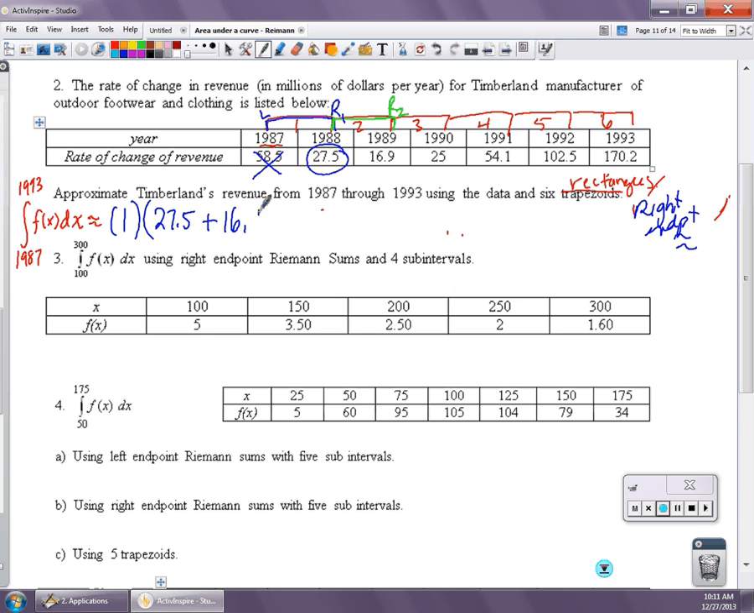which is 16.9. And then we get 25 for the height of the third, 54.1 for the height of the fourth, 102.5 for the height of the fifth, and then this time, 170.2 is the height of the sixth rectangle. Again, you would add those up, multiply, and that would give you an approximation of the area under that curve, even though you don't know what the curve looks like. It's just the best approximation you can get from the data.